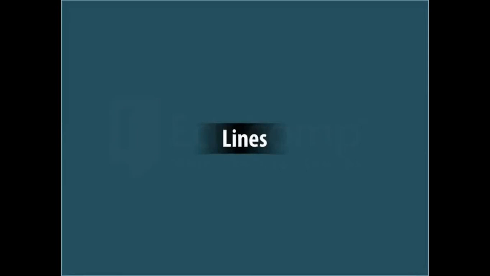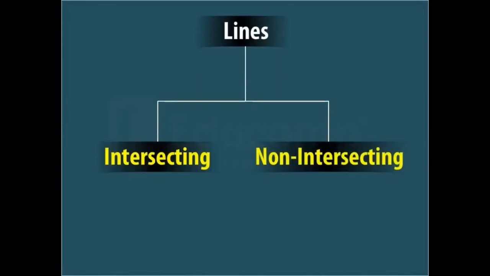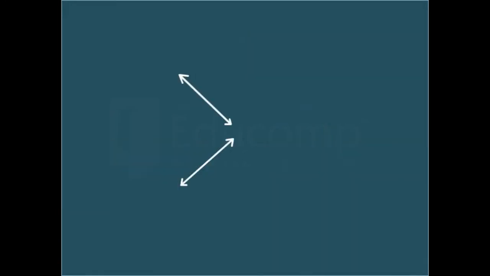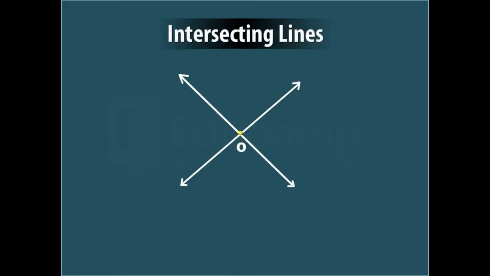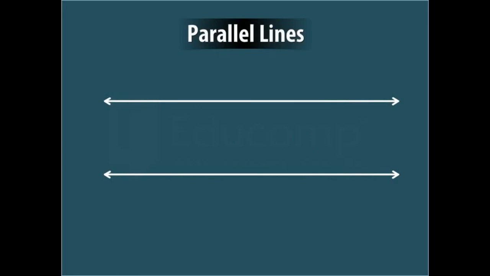Now let's learn about lines. Two lines may be intersecting or non-intersecting. Two lines which meet at a point on producing are called intersecting lines. In contrast, two lines which never meet on producing are called parallel lines.